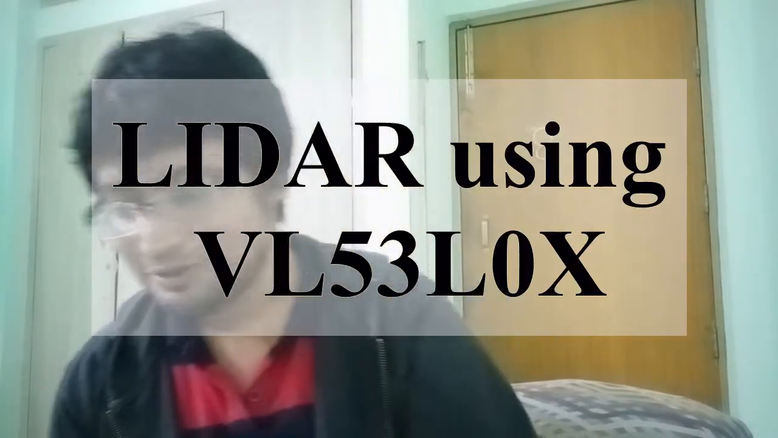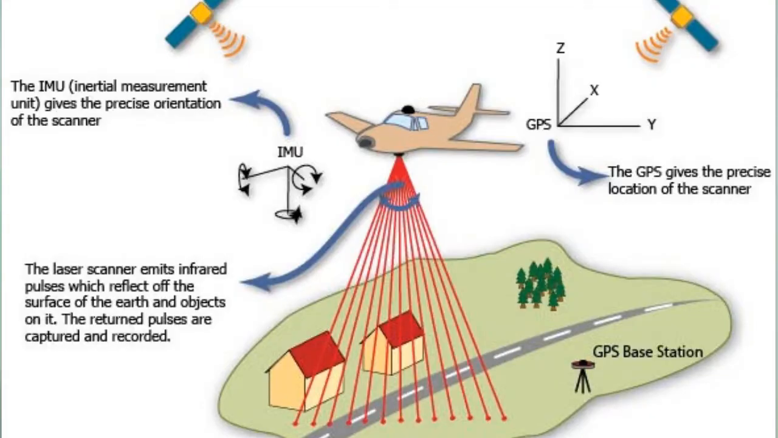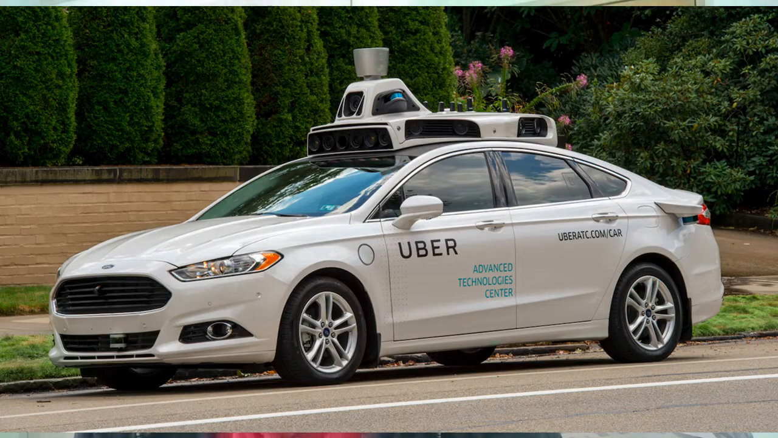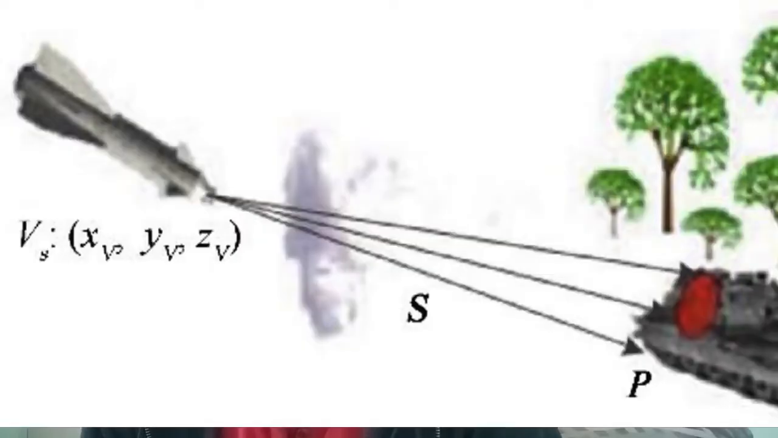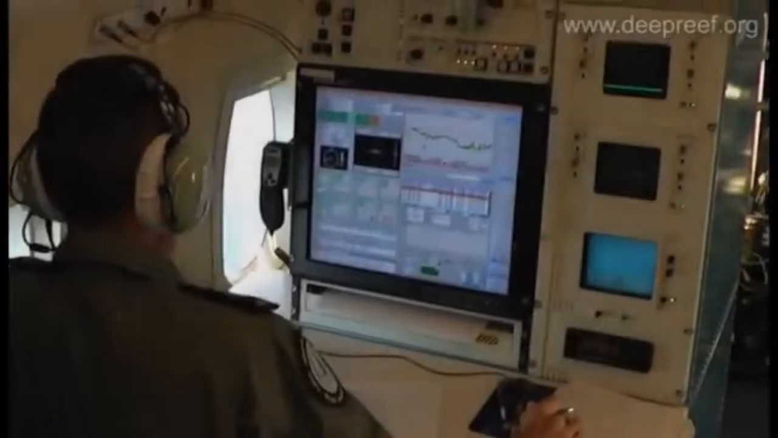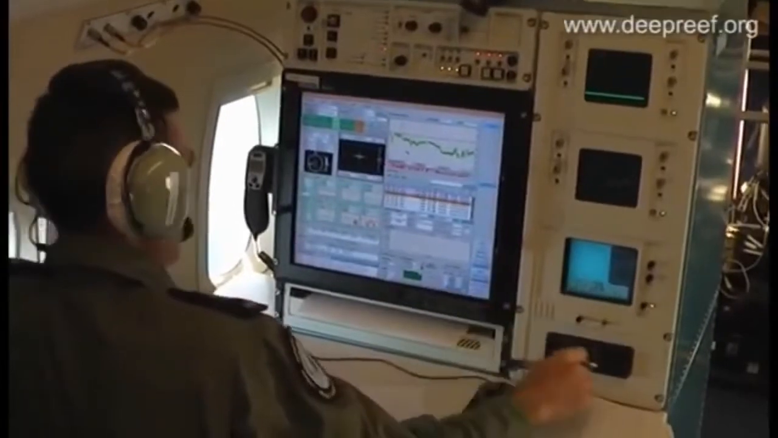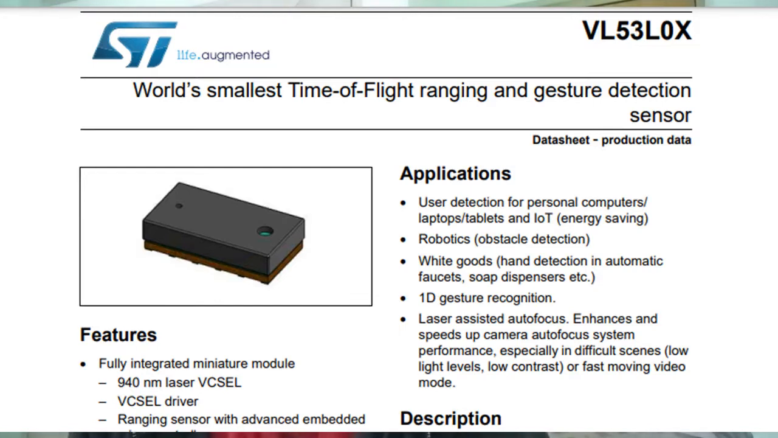So let us study first what is a LIDAR. LIDAR stands for light detection and ranging, as we said. It is actually used in smart cars, smart vacuum cleaners, and also to make high resolution maps of forests and also different lands. It is mainly used in defense, like laser guided missiles, drones, and also tanks. Today we are going to discuss the world's smallest time of flight sensor, that is VL53L0X from ST Electronics.